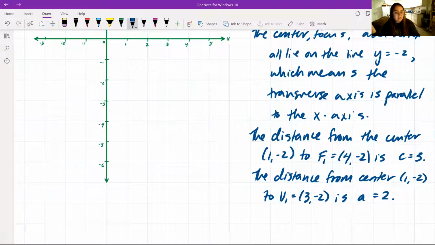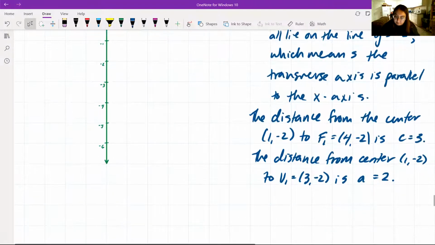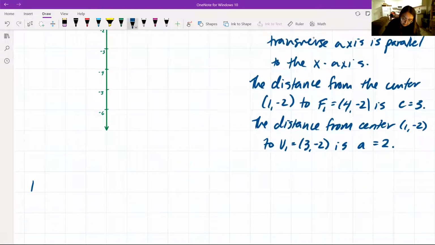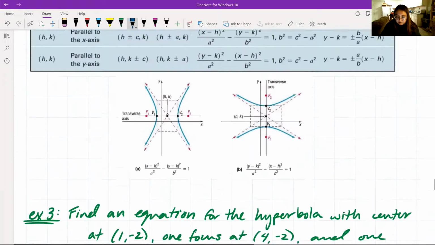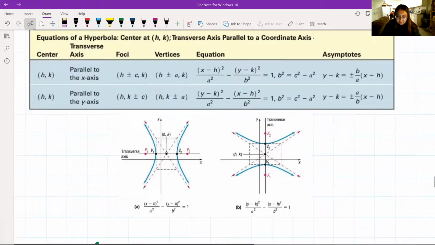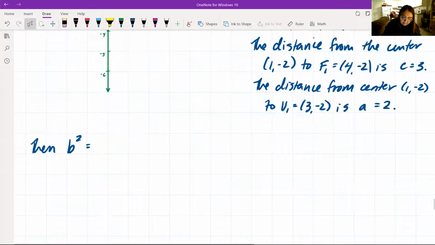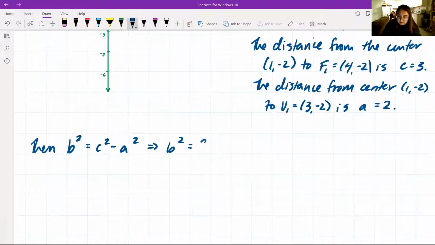So now we have everything we need to solve for b. So we can say then b squared, which we know is going to be equal to c squared minus a squared, is going to end up being 9 minus 4, which is equal to 5. So we get that b is going to be equal to the square root of 5.